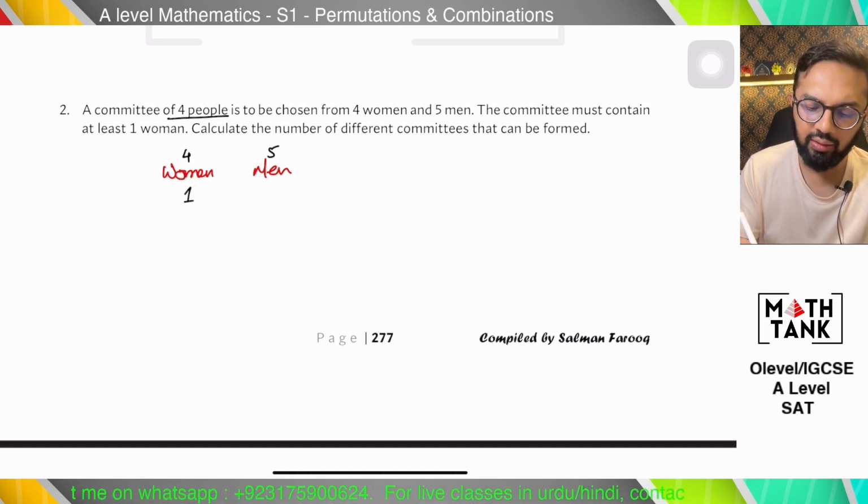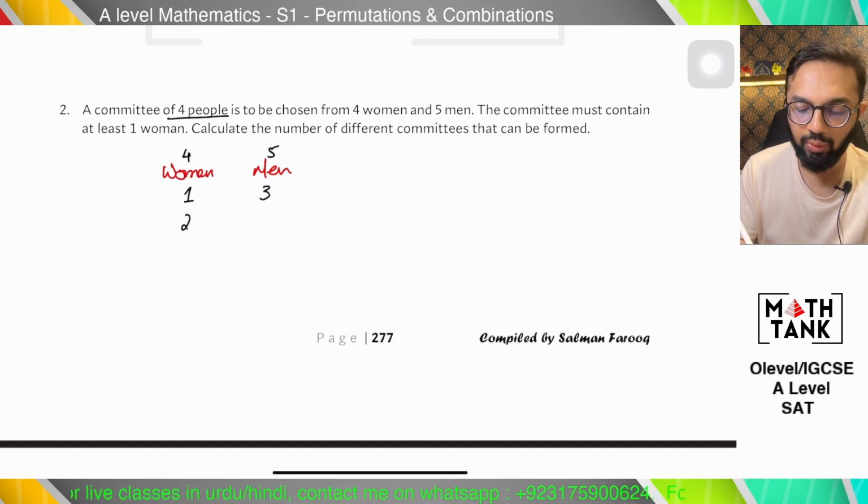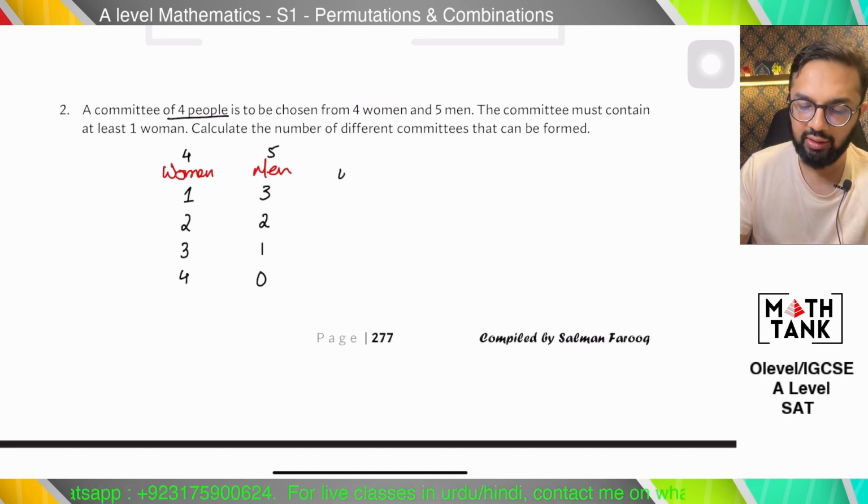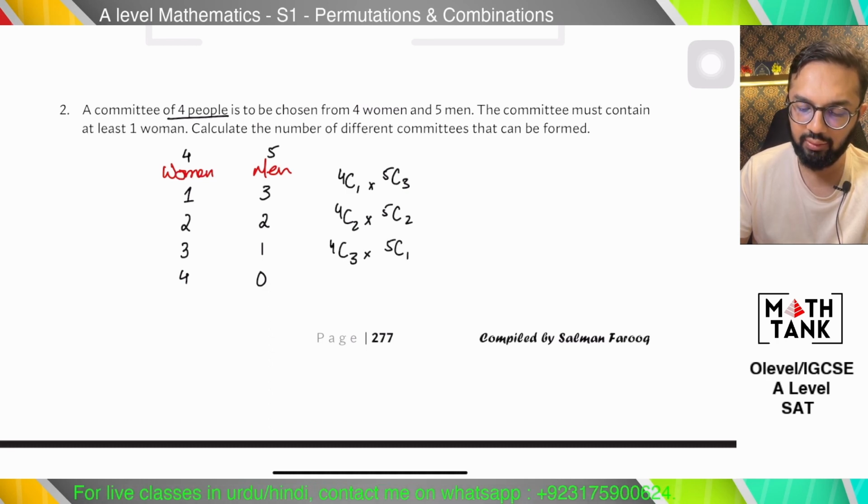So at least one woman. That tells me that if I need a total of four people, that should be three men and one woman, two women and two men, three women and one man, 4 women and 0 men. Okay, so I could say that these are cases 4C1 into 5C3. 4C2, I will have to add all of these cases together, into 5C2. 4C3 into 5C1. 4C4 into 5C0.